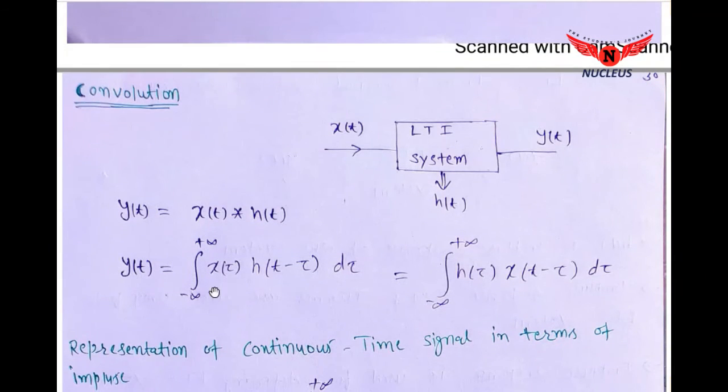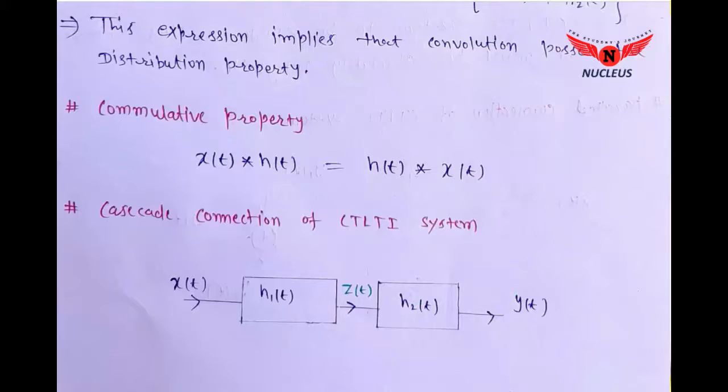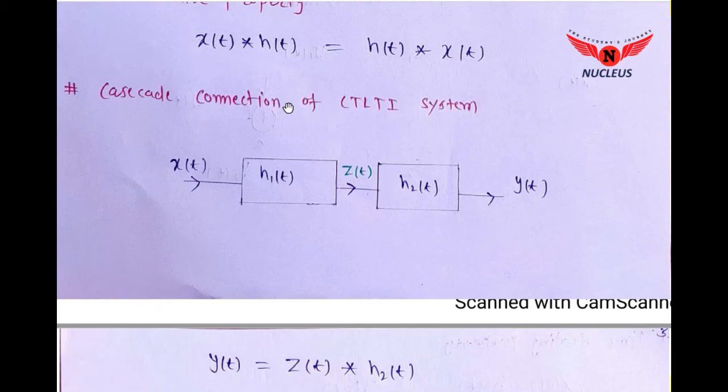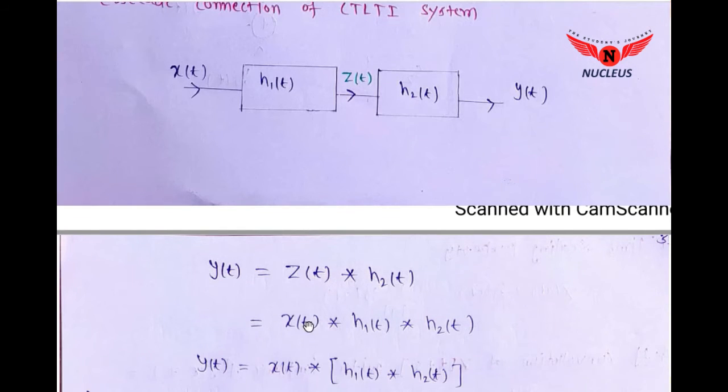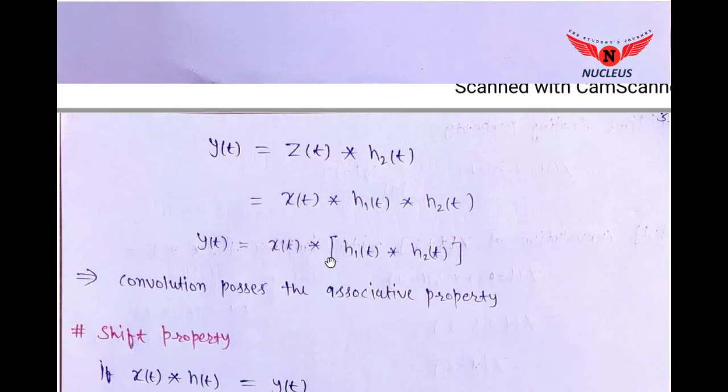Okay, this is the cumulative property. Next we will discuss the cascade connection of continuous time LTI systems. So, cascade connection. The output of the first LTI system is z(t), so y(t) can be written as z(t) convolution h2(t). So z(t) is equal to x(t) convolution h1(t) convolution h2(t). From this equation we can say the convolution possesses the associative property.